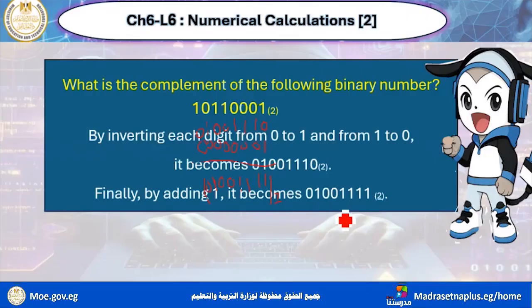Okay, the same number here. When we invert from 0 to 1 and 1 to 0, it becomes, as we said, and then finally by adding 1, it becomes 1, 1, 1, 0, 0, 1, 0, 1, 1, 1, 0, 0, 1, 0.